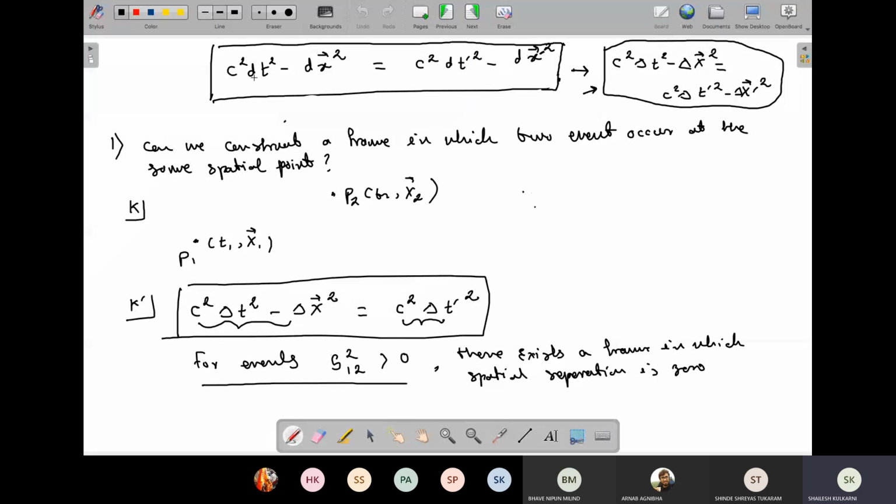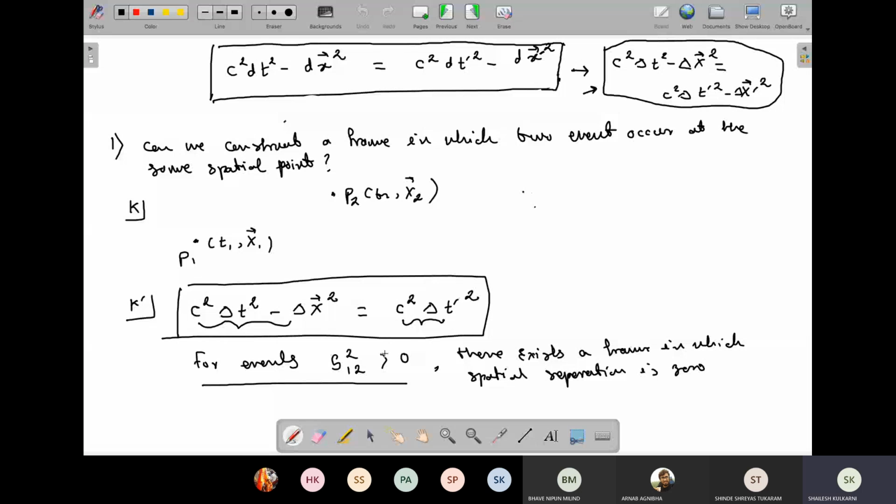Fine. Note that I have not yet found the Lorentz transformations. Before finding the explicit form of the transformations, we are deducing whatever is possible. Clear? So the classification of events into space-like and time-like is invariant in nature.